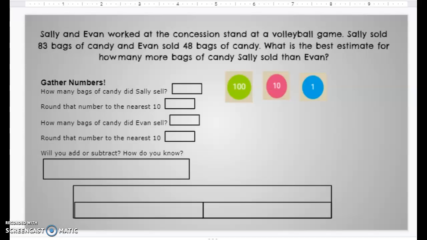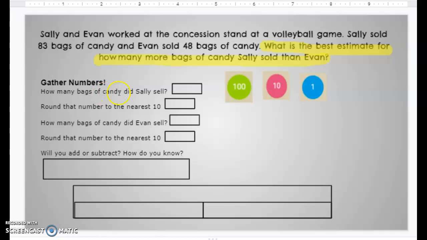All right, let's look at this next problem. Sally and Evan worked at the concession stand at a volleyball game. Sally sold 83 bags of candy and Evan sold 48 bags of candy. What is the best estimate for how many more bags of candy Sally sold than Evan? That is really important. When you see those words in your story problem, what is the best estimate? You're going to round. Remember, we always round first.